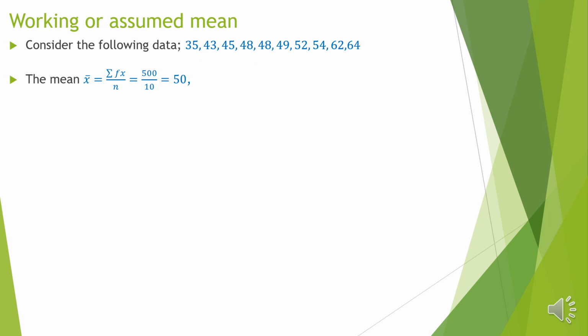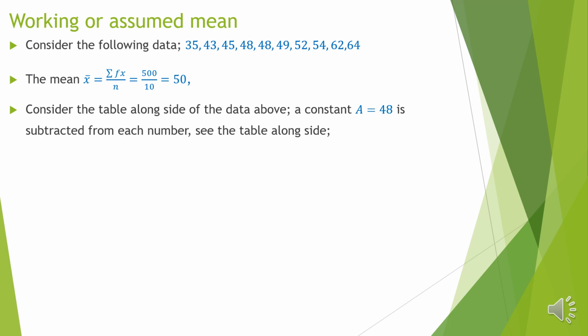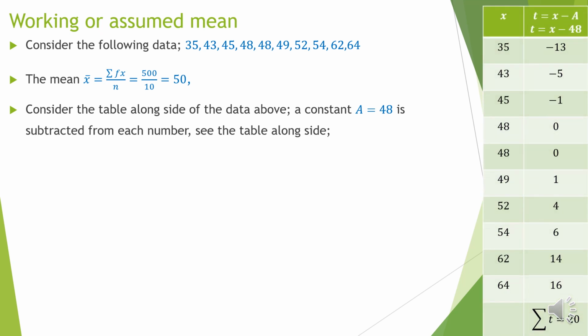But there's a quicker method where we can consider the same data and look at an easy way of solving it using smaller numbers. Now consider the table alongside the data above. A constant a, which equals 48, is subtracted from each number, as we can see from the table alongside. So what I've done here is organize this data in a table under columns, and from each value I've subtracted 48.